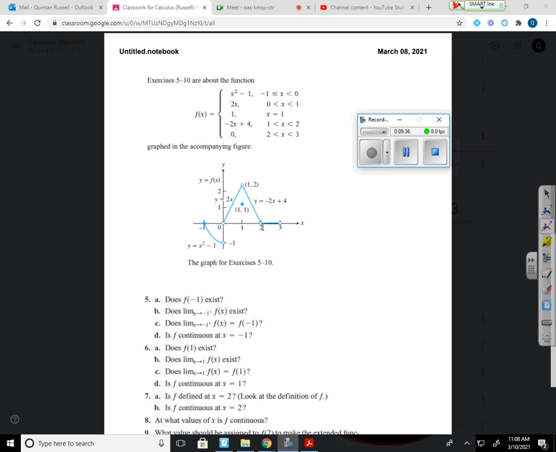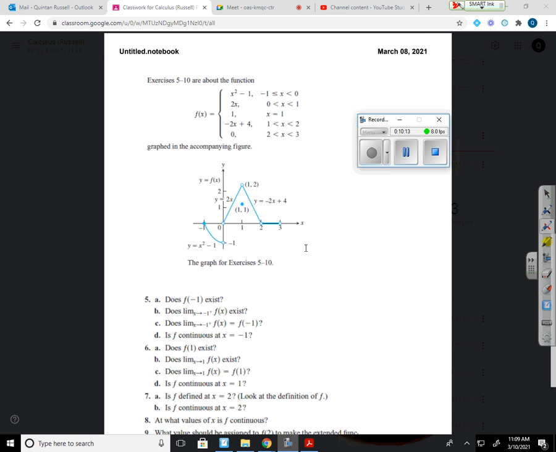Does f of 1 exist? Yes. It's at whatever this point is, 1, 1. Does the limit as x approaches 1 exist? Yes. So it would be at 2. Does the limit as x approaches 1 of f of x equal f of 1? No, because this is at 2 and this is at 1. So is f continuous at 1? No. They have to be the same thing.